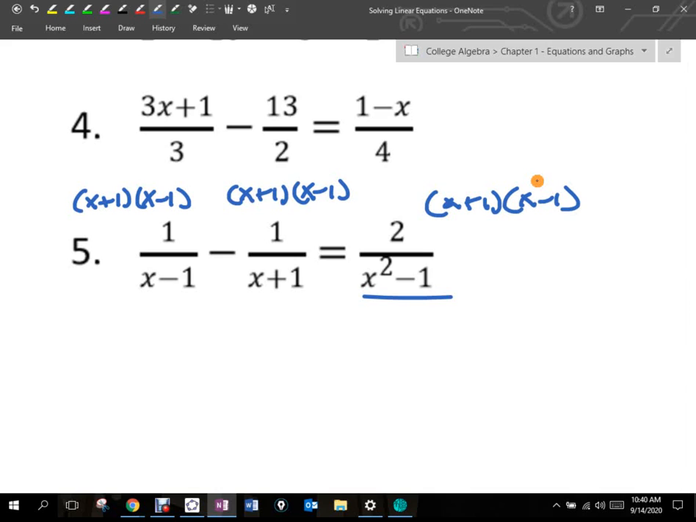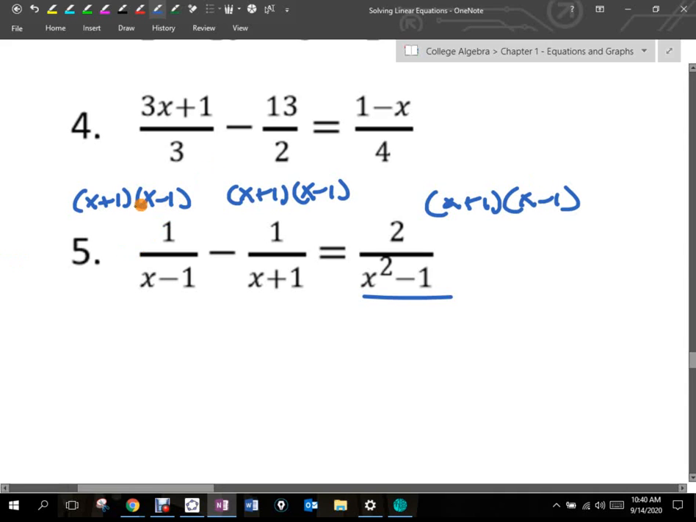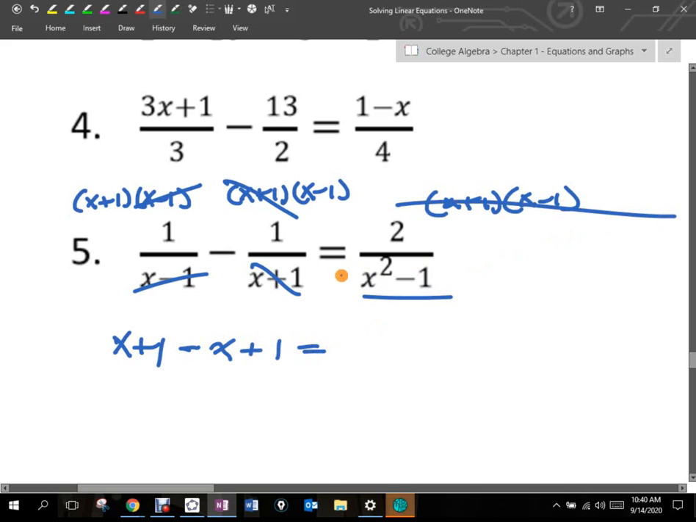So we get that as our LCD. So then cancel, right? So that's going to be 1 times X plus 1. Okay. Over here, cancel, right? What's that going to leave me with? Negative X plus 1. And on the right-hand side, they cancel entirely, right? Leaving me 2. Okay, so the X's cancel, right? And I get 2 equals 2.